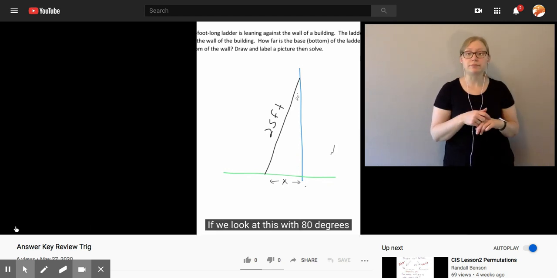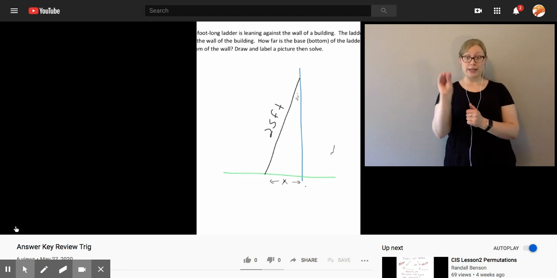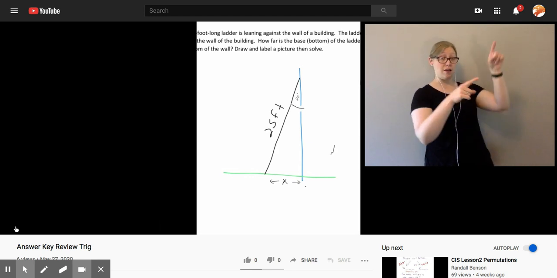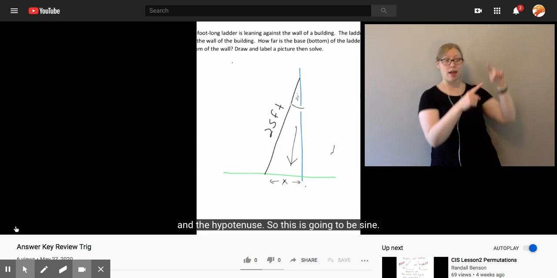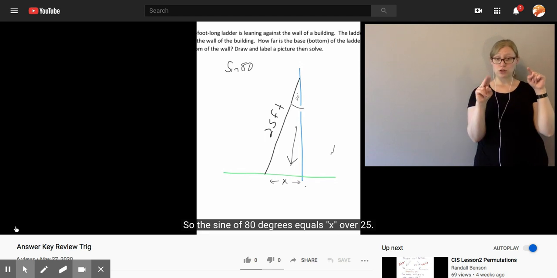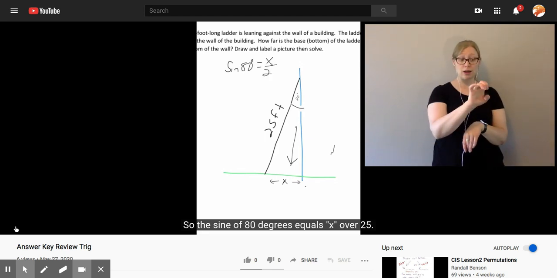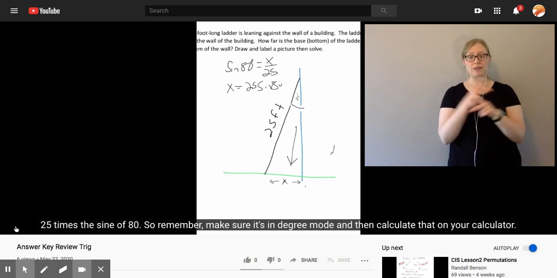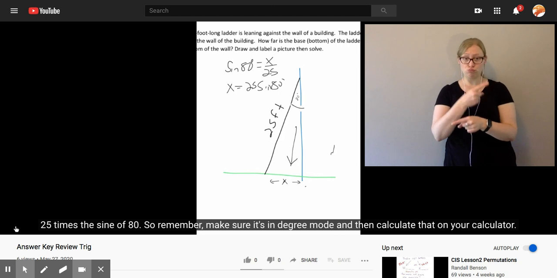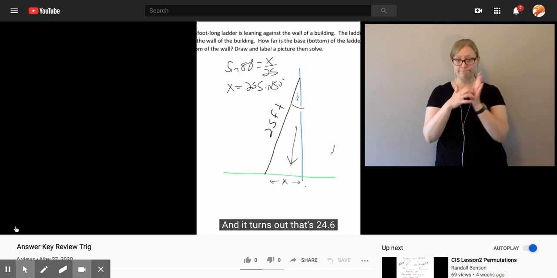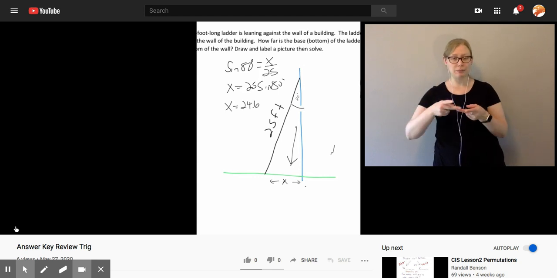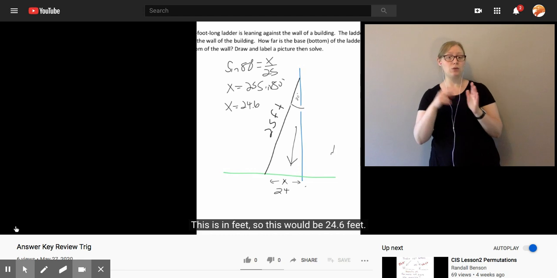So if we look at this with 80 degrees, we're going to look at where we have the opposite side here and the hypotenuse. So this is going to be sine. So the sine of 80 degrees equals x over 25, and then x is going to be 25 times the sine of 80. So remember, make sure it's in degree mode, and then calculate that on your calculator. And it turns out that's 24.6, rounded to the tenths place. And this is in feet, so this would be 24.6 feet.